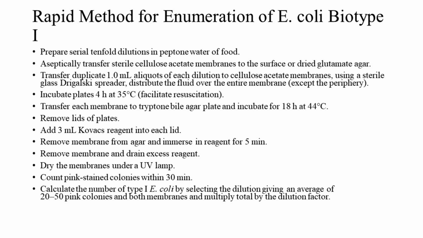Calculate the number of type I E. coli by selecting the dilution giving an average of 20-50 pink colonies in both membranes, and multiply the total by the dilution factor.